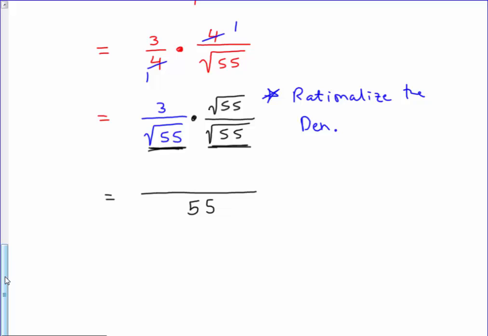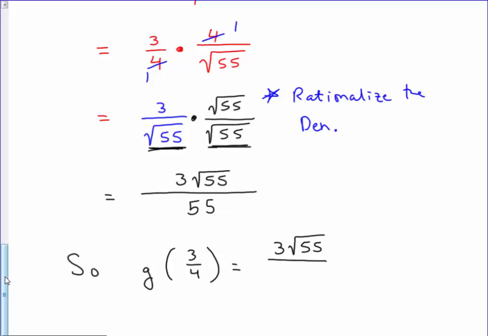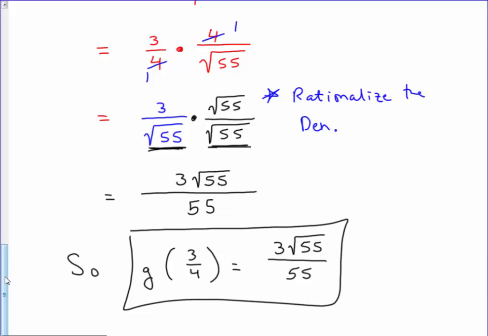On the top, you can't multiply 3 and the root of 55, and so you'll just leave it as 3 roots of 55. Okay, so on this one, the answer would end up being that g of 3/4 equals 3 roots of 55 divided by 55. You may want to star this problem, it's rather involved, but I wanted to show you the fraction operations as well as how to rationalize the denominator at the end.